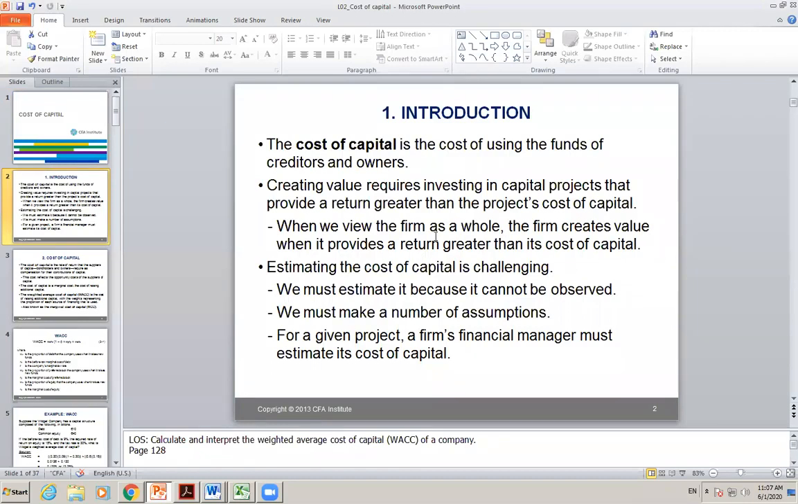So the cost of capital is the cost of using funds by creditors and owners that are provided to the company. Creating value requires investment in a capital project that provides a return greater than the project's cost of capital. When we view the firm as a whole, the firm creates value when it provides a return greater than the cost of capital. And the cost of capital is the cost for the capital which is provided by capital suppliers, and the capital suppliers are creditors and the owners.